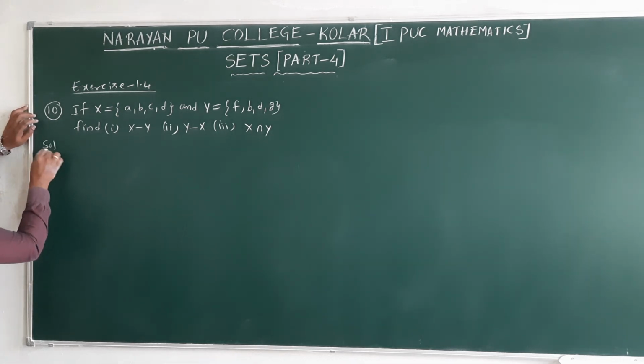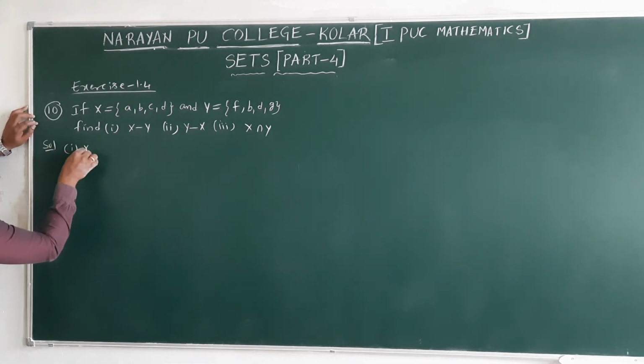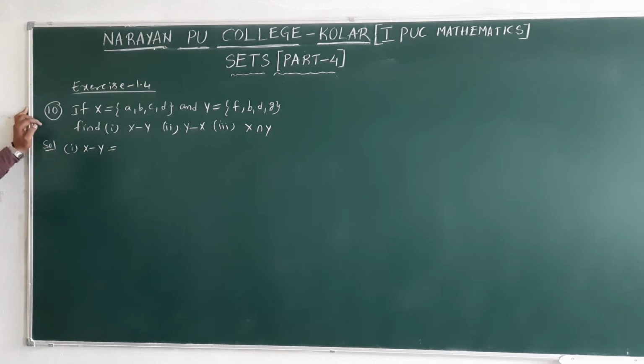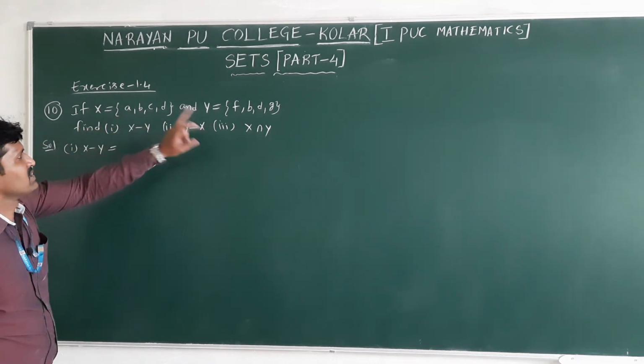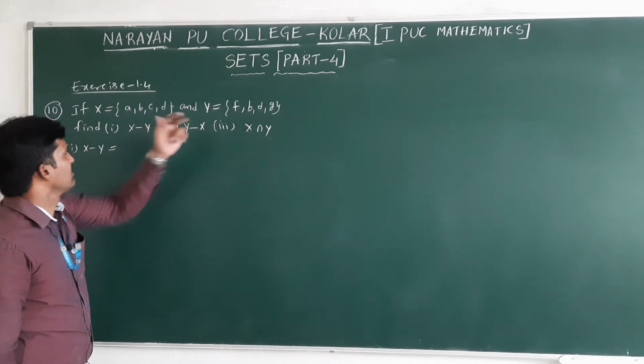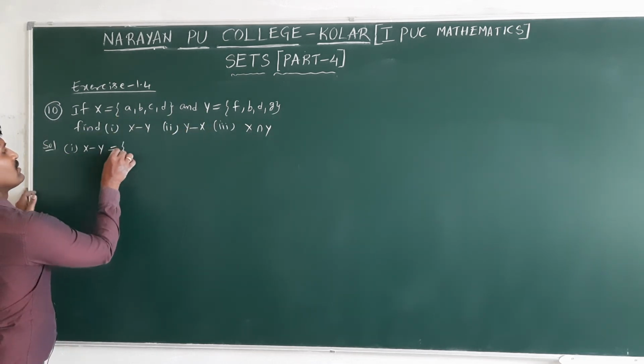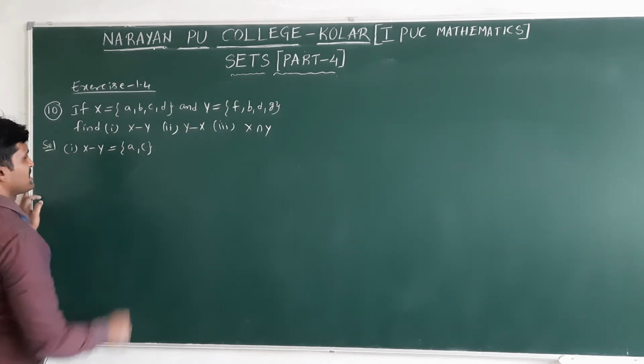Same method. First question, X minus Y. X minus Y means, simple logic here, the elements present only in X. What are the common elements between these two? Eliminate them: B and D. The remaining elements are only A and C, present only in X.